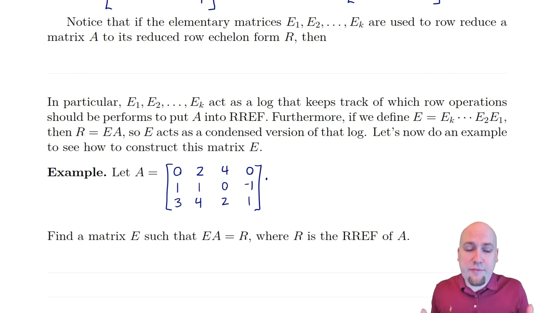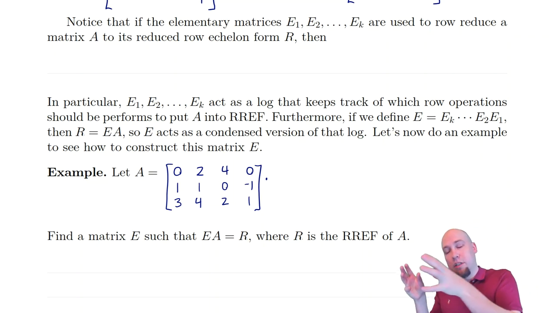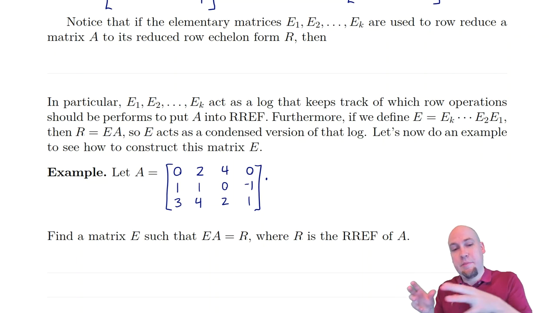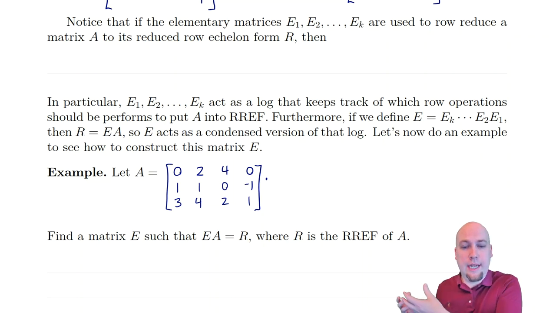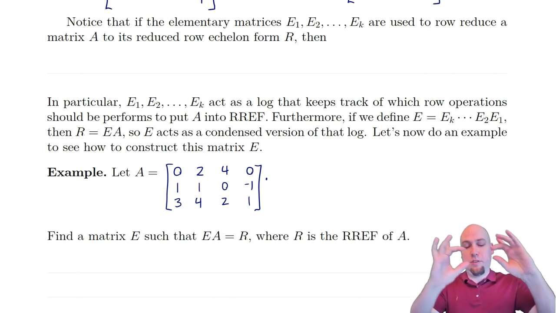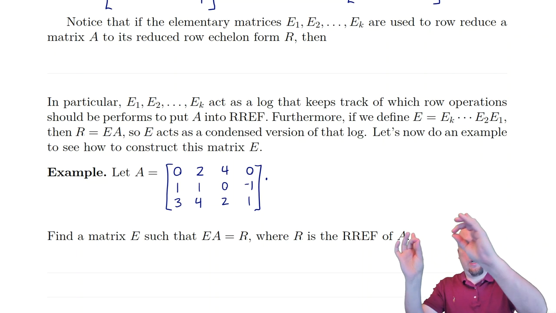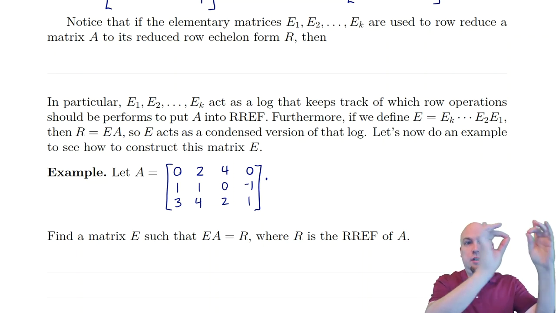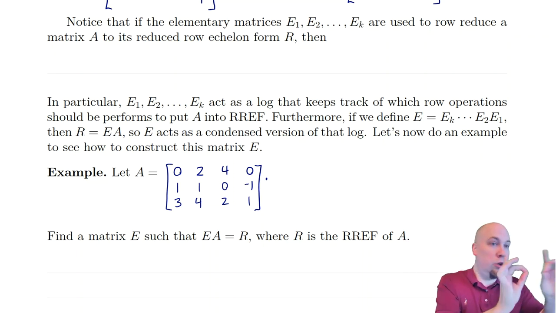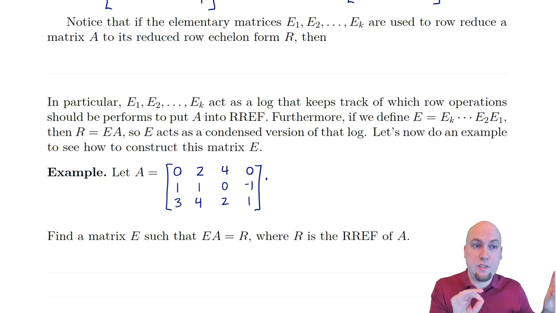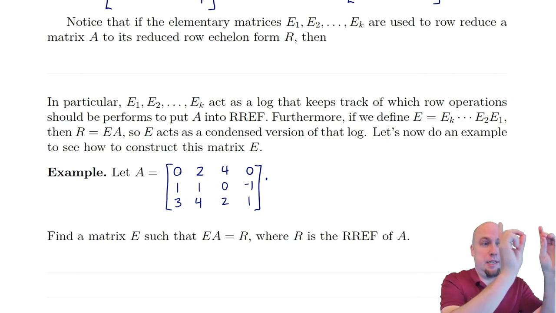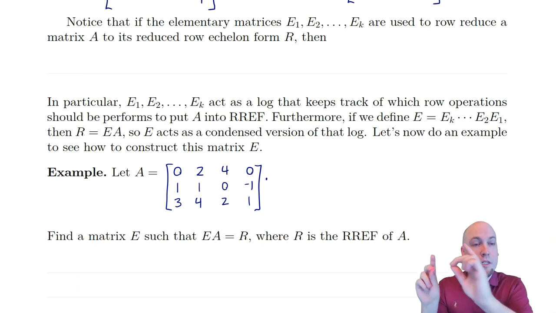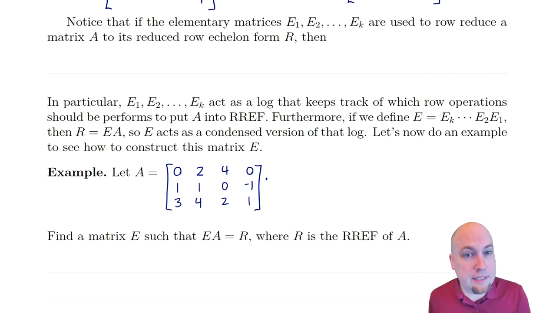If we use this fact that multiplication on the left by an elementary matrix is the same thing as doing a row operation, think about what happens if you do that over and over again. To get from a matrix to its reduced row echelon form, you do a row operation, then another row operation, then another, and so on. You do a whole bunch of row operations. Equivalently, you multiply on the left by an elementary matrix, then you multiply on the left by another elementary matrix, and so on. You multiply on the left by a whole bunch of elementary matrices.